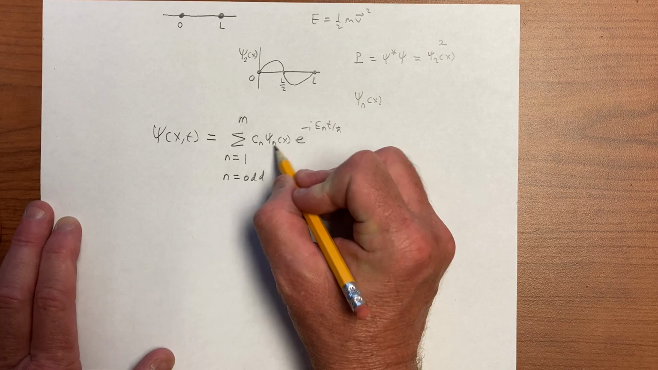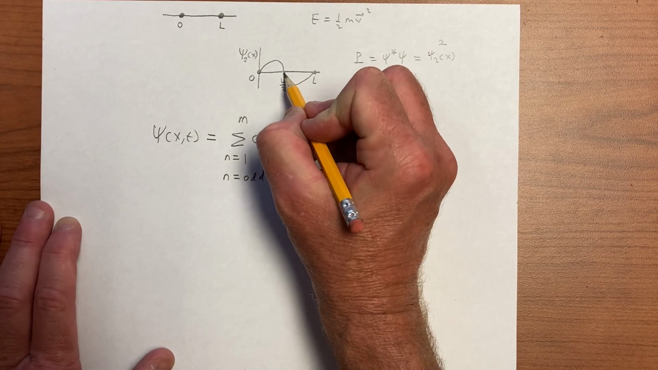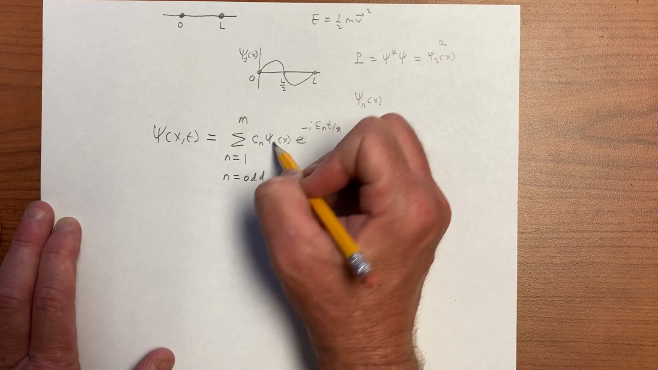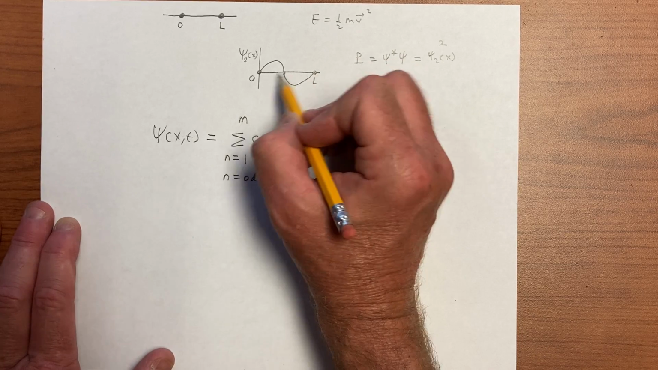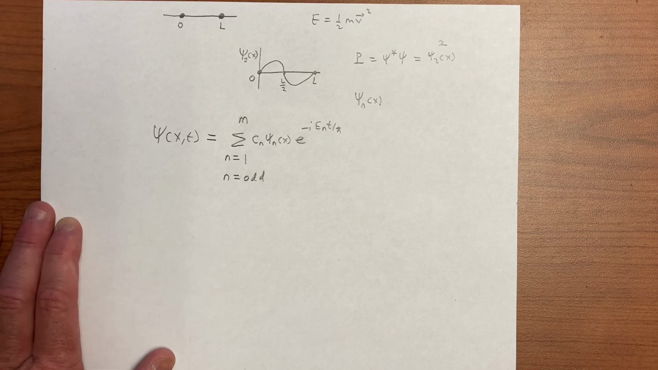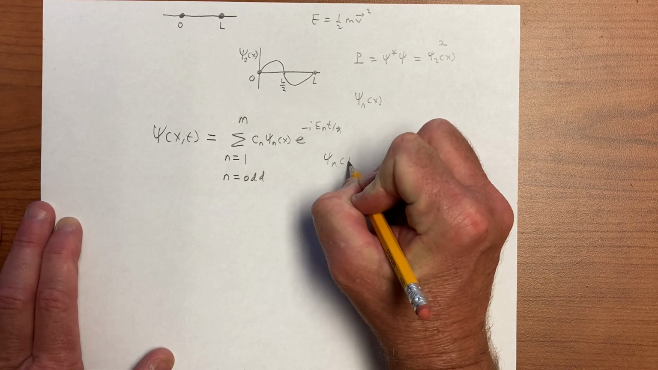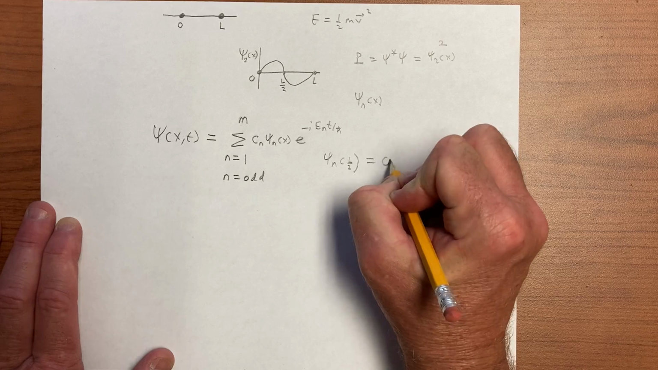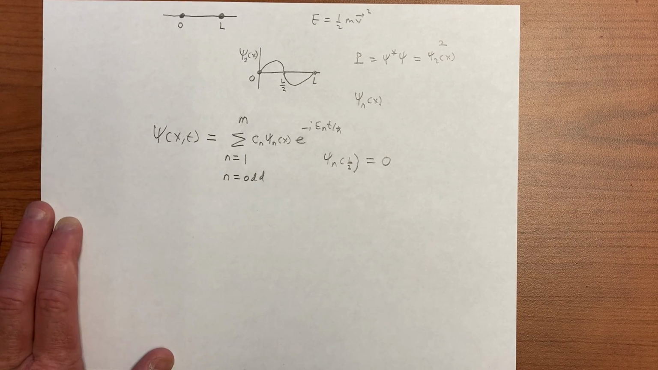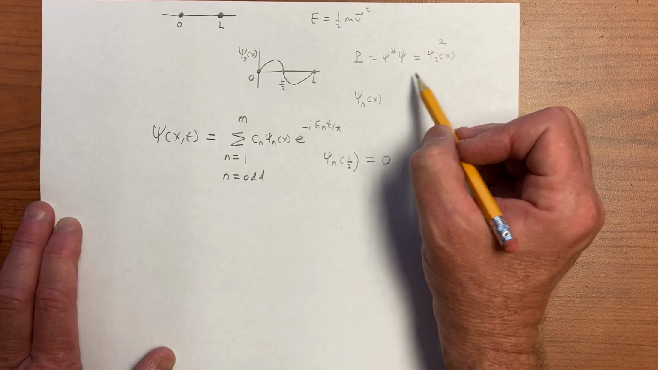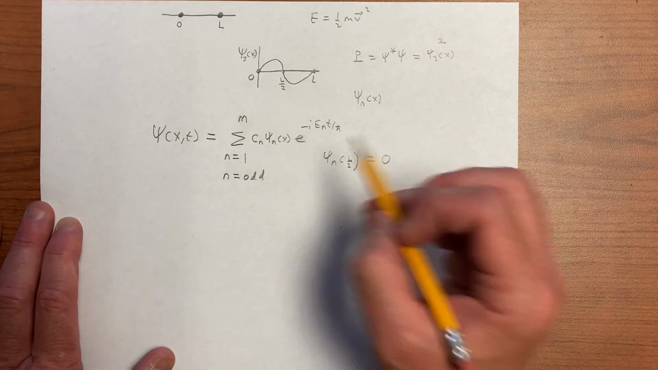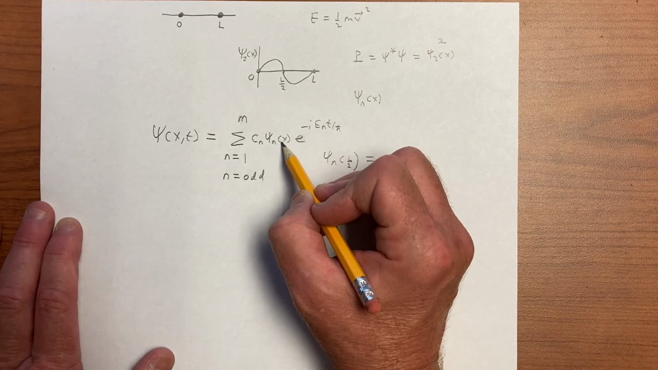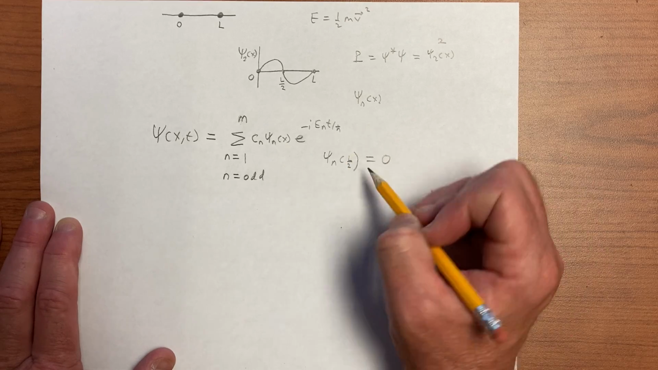All of these functions go to 0 at the midpoint. And the greater the n is, the more nodes it will have. But all psi n's share this feature. And so quantum mechanically, when we look at the probability, it's going to be built out of these functions. We're going to square the function.